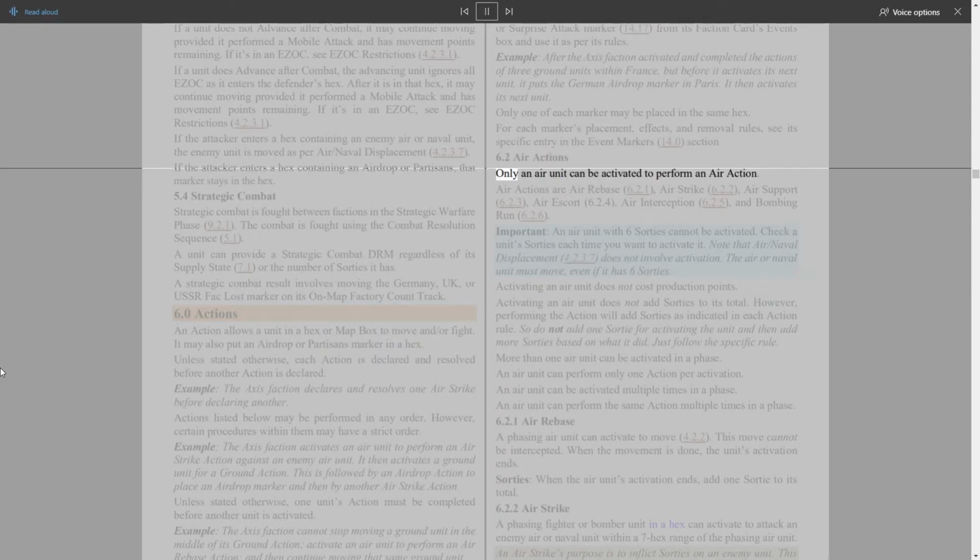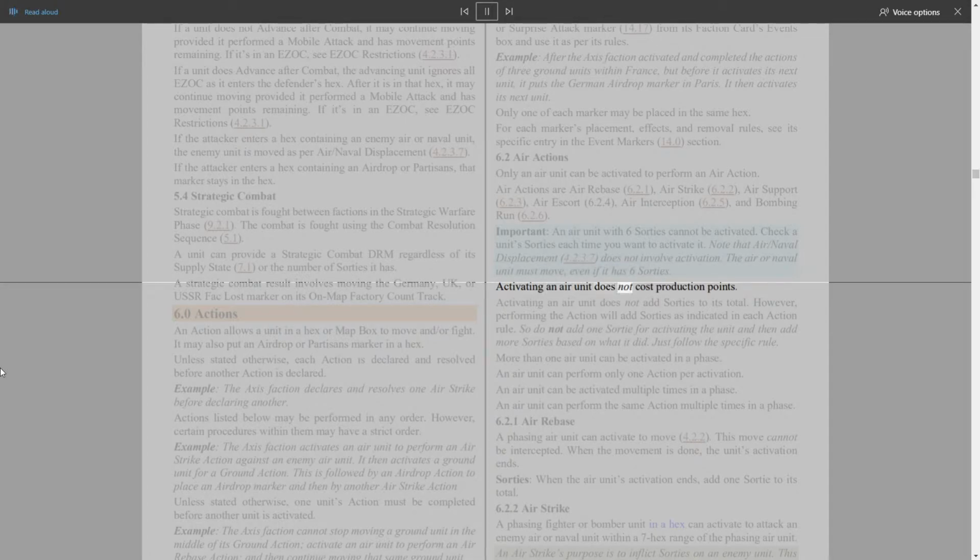6.2 Air actions. Only an air unit can be activated to perform an air action. Air actions are Air Rebase 6.2.1, Air Strike 6.2.2, Air Support 6.2.3, Air Escort 6.2.4, Air Interception 6.2.5, and Bombing Run 6.2.6. Important, an air unit with 6 sorties cannot be activated. Check a unit's sorties each time you want to activate it. Note that air naval displacement 4.2.3.7 does not involve activation. The air or naval unit must move, even if it has 6 sorties.